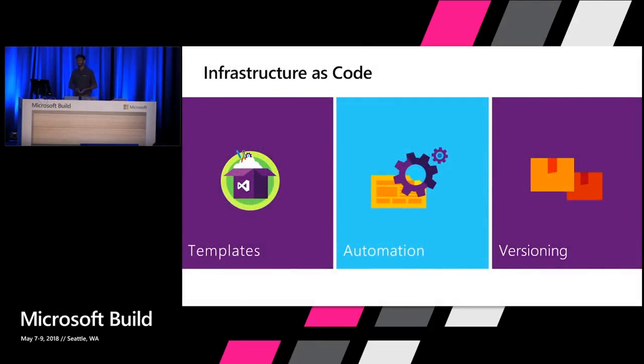Let's talk about infrastructure as code. We have ARM templates. ARM templates are just JSON text files that describe a resource. They can be automatically deployed and versioned just like your regular code. That means you can apply the same continuous delivery principles to them.